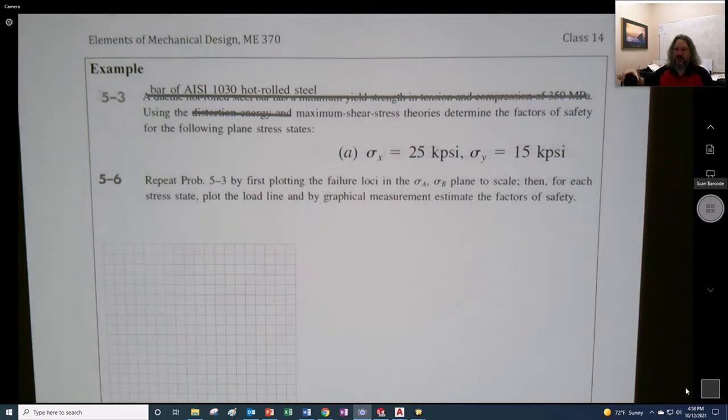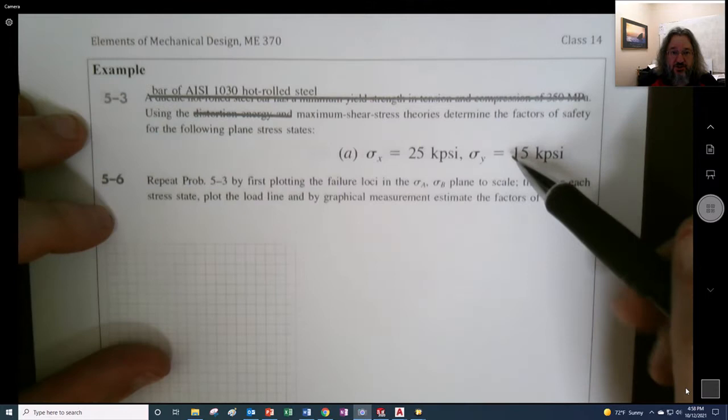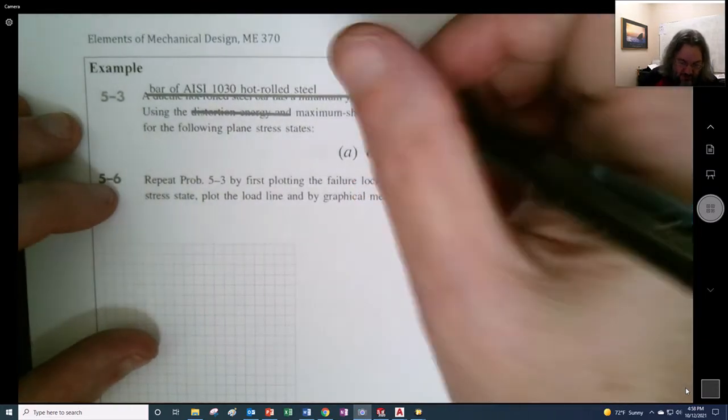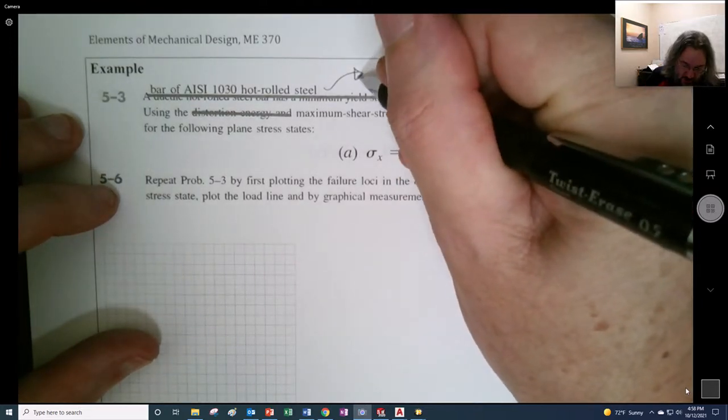Okay, so continuing on with class 14, here's the first example of the three examples. I take 25 KSI and 15 KSI, both in tension, and I'm going to use 1030 hot rolled steel. I look up 1030 hot rolled steel in table A20 in the back.